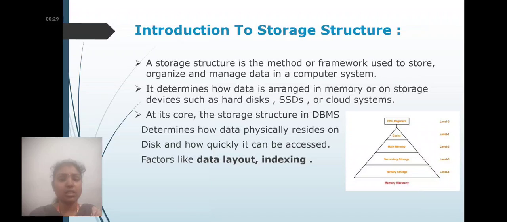Introduction to storage structure. A storage structure is the method or framework used to store, organize, and manage data in a computer system. It determines how data is arranged in memory or on storage devices, such as hard disks, SSDs, or cloud systems. At its core, the storage structure in DBMS determines how data physically resides on a disk and how quickly it can be accessed. It has factors like data layout and indexing.